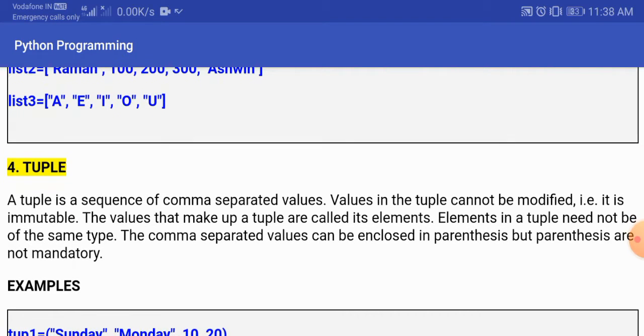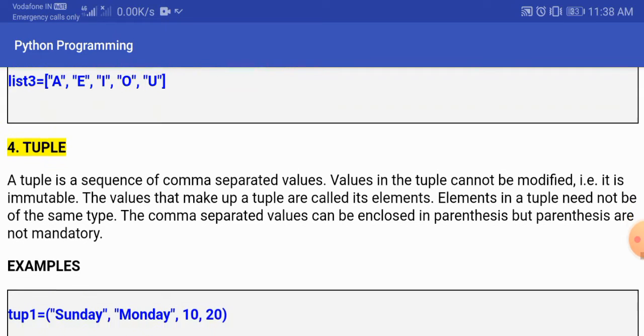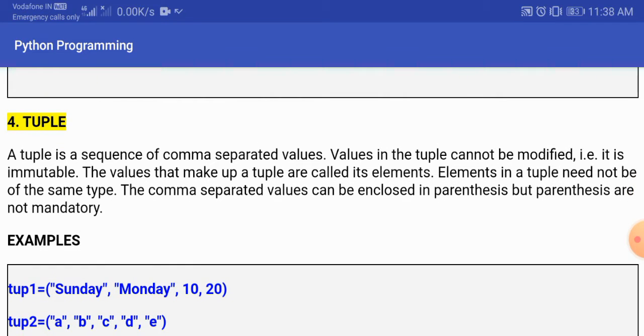Next thing is the tuple. A tuple is a sequence of comma separated values. Values in the tuple cannot be modified. That means they are immutable. The values that make up a tuple are called its elements, and the elements in the tuple need not be of the same type.